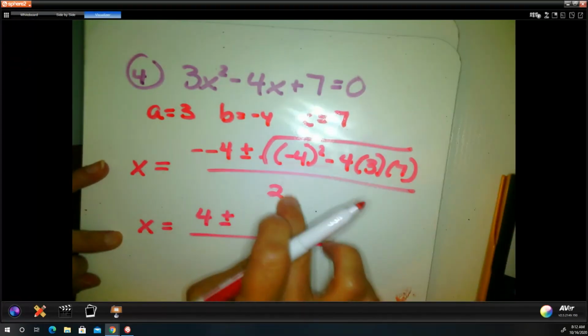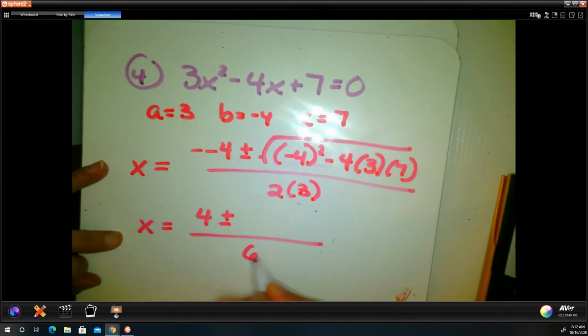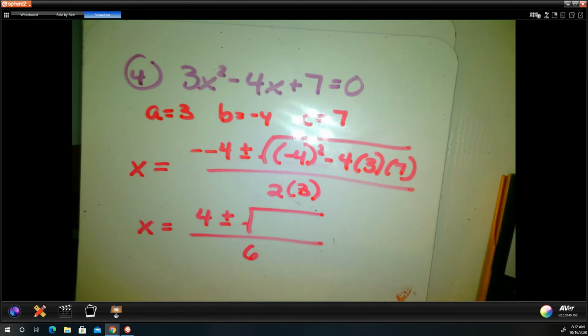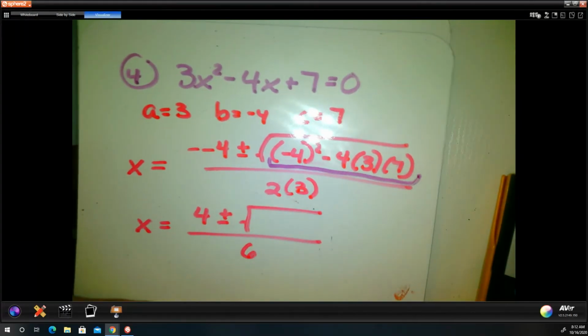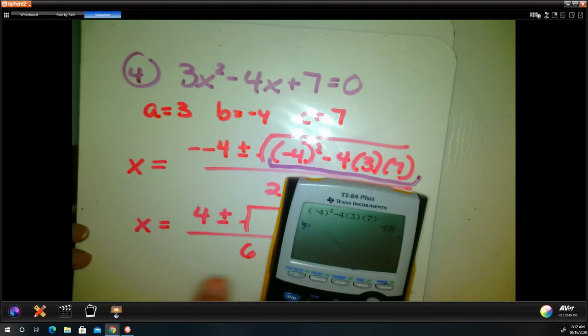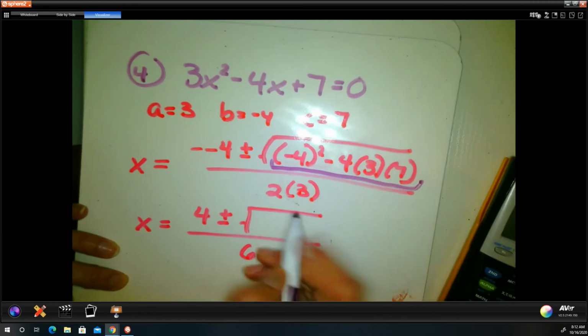Oops, I didn't put my A in for that. Sorry. 2 times 3 is 6. So I can simplify those. And then I want to use my calculator or use my brain to figure out this discriminant. So the discriminant is going to be -4 squared minus 4 times 3 times 7. Again, I'm not putting the square root in my calculator. I'm just doing everything else. So that gives me -68.